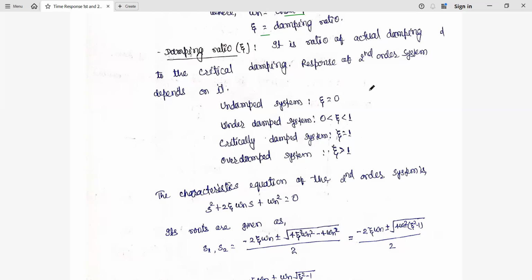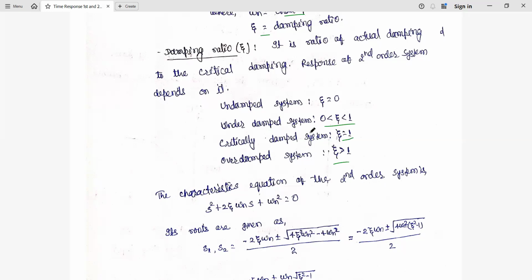On the basis of this, we have an undamped system when the damping ratio is equal to 0. When we have underdamped, the damping ratio lies between 0 and 1. Critically damped is when the damping ratio is equal to 1. Overdamped is when the damping ratio is greater than 1. So we have four different situations, and on the basis of that we are going to see the response.